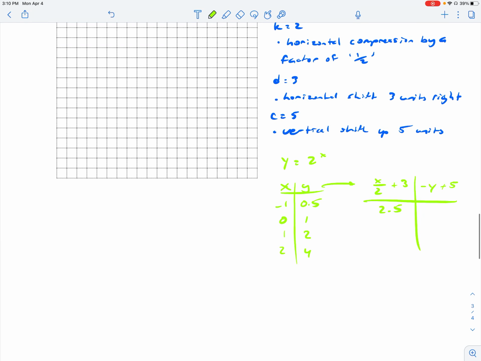I'm just going to do all my x's now. 0/2 is 0, and then plus 3 is 3. Half plus 3 is 3.5. 2/2 is 1, plus 3 is 4.